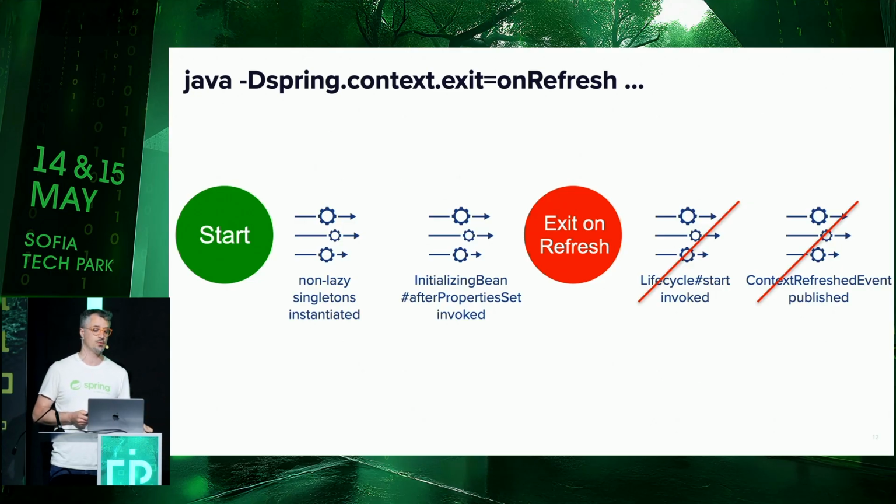So the goal here is to instantiate the non-lazy singletons, invoked after property set, which is the initializing bean method, and then exit. The goal here is to only get the application loading the classes in order to allow CDS or AOT cache to be aware of the classes that are concretely used by your application to cache them, but not doing the rest, like contact, remote services, etc. So we cut the startup in the middle just to get enough information to get an efficient cache.